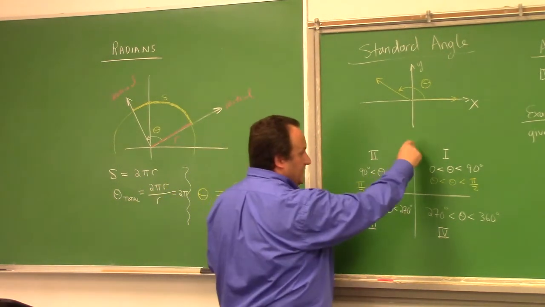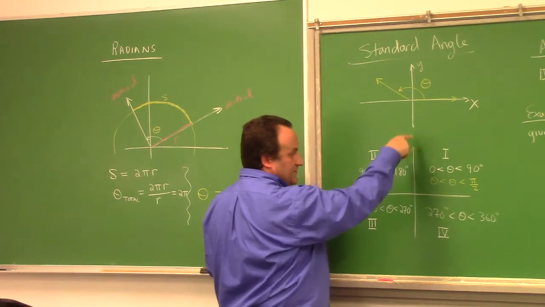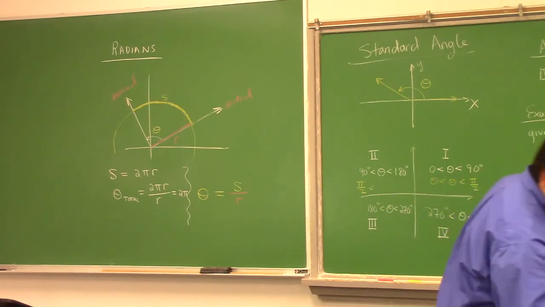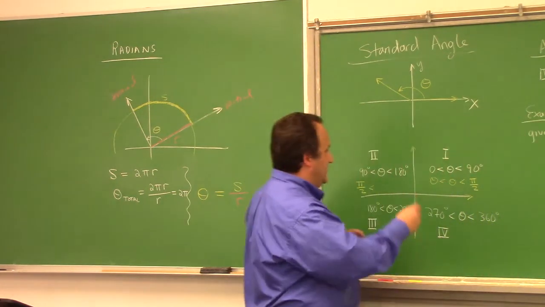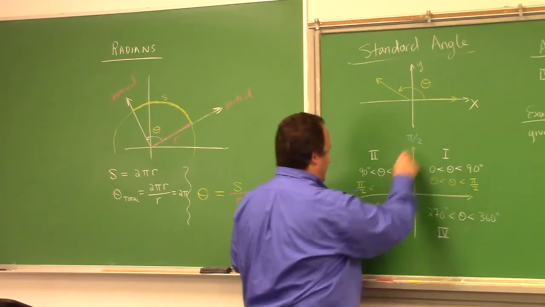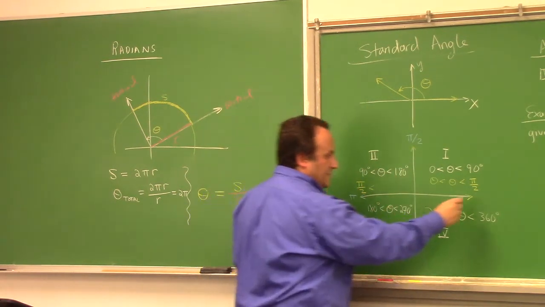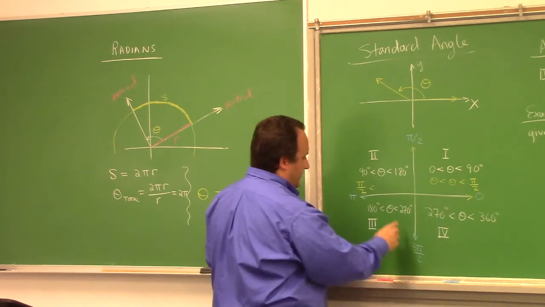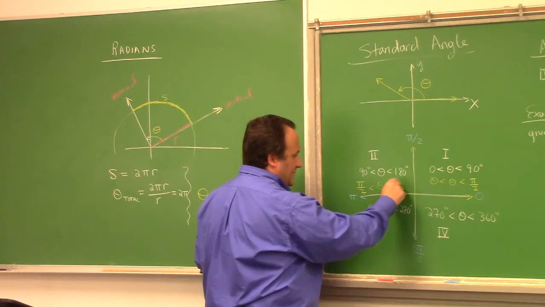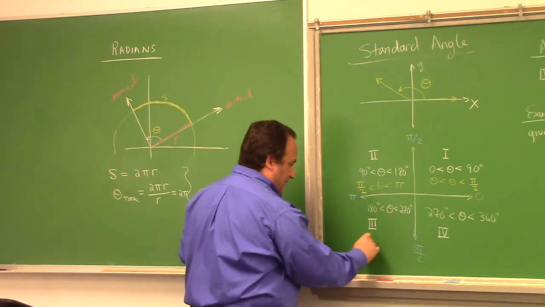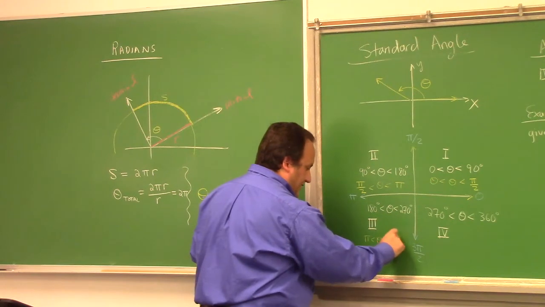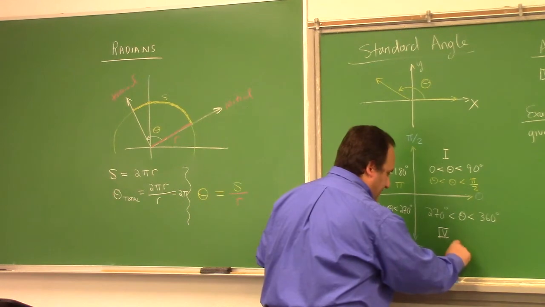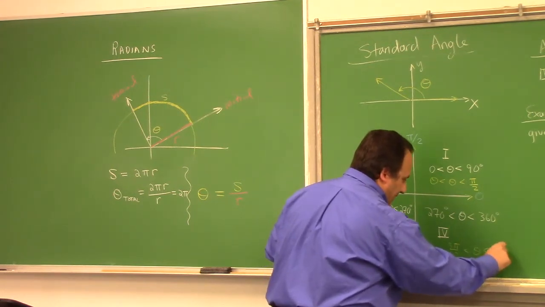So the positive y-axis is pi over 2, right? Let me do the axes in blue. I'd use green, but that's a bad choice here. So pi over 2 is this one. This is pi, and 0 is here. And down here, 3 pi over 2. So you have pi over 2 less than theta less than pi in quadrant 2. In quadrant 3, you have pi less than theta less than 3 pi over 2. And finally, in quadrant 4, you have 3 pi over 2 less than theta less than 2 pi.